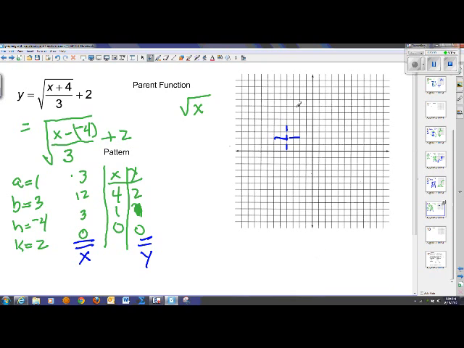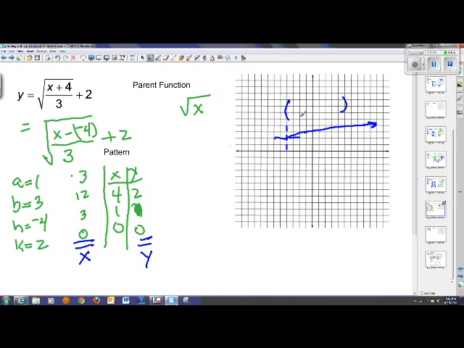So this says, start from this point, go over 3, and up 1. Then from this point, go over a total of 12, 7, 8, and go up 2, and draw your new graph. Notice this was a square root graph, and it rises much slower than the original square root, and has stretched out horizontally.